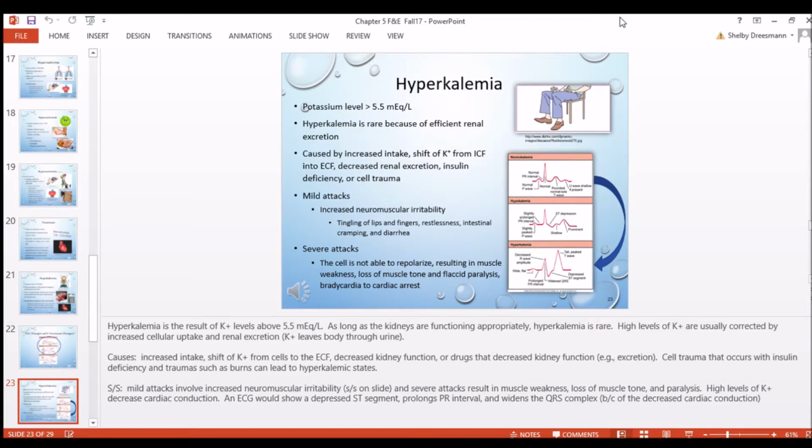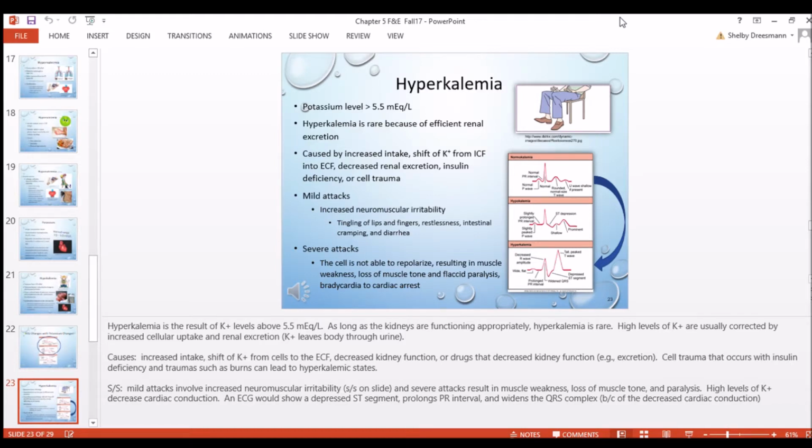The causes are increased intake, shift of potassium from inside the cells to outside, decreased kidney functioning, drugs that decrease kidney function, trauma, insulin deficiencies, burns can also lead to hyperkalemic states.